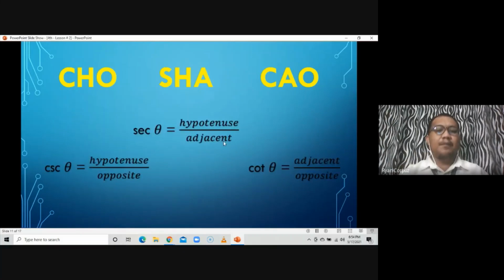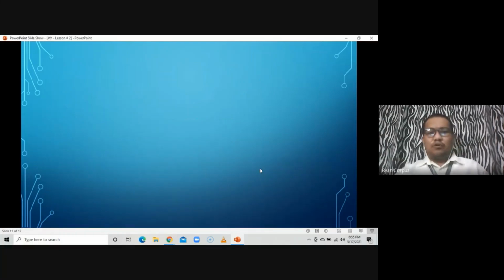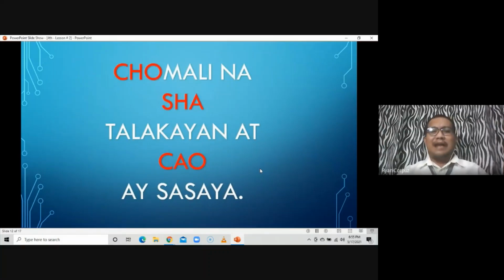So what is it? Cho stands for cosecant, which is equal to hypotenuse over opposite. Sha stands for secant, which is equal to hypotenuse over adjacent. Then kaw stands for cotangent, which is equal to adjacent over opposite. And Choshakaw will not be outdone. If Sokatowa has a use in a sentence, Choshakaw has one too. So, use Choshakaw in a sentence.